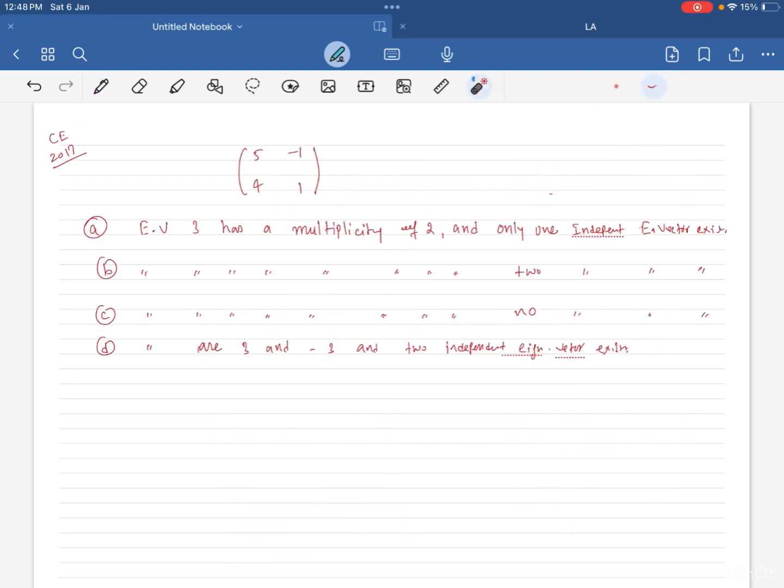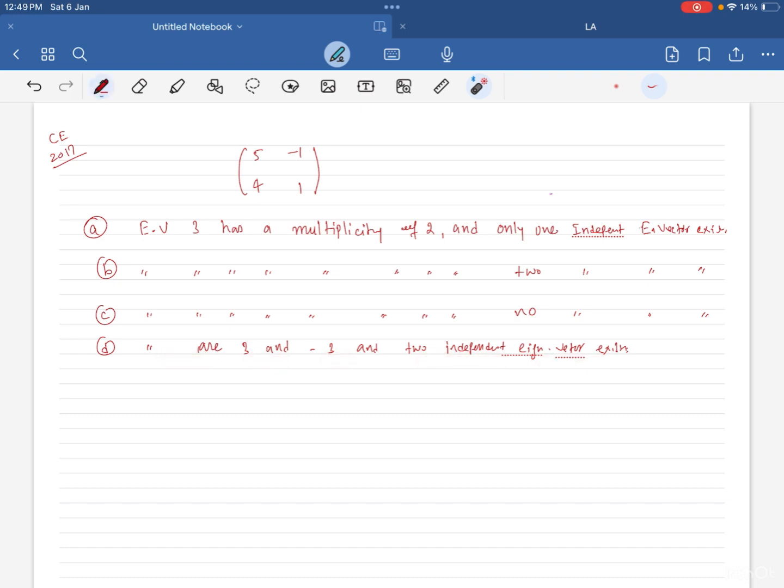Okay, let's look at this question. So we have been given this matrix, right? And we have been asked which statement is true about the eigenvalue and the eigenvector. So this is the question. An eigenvalue 3 has the multiplicity 2 and only one independent eigenvector exists. Similarly, two independent eigenvectors, eigenvalue 3 with multiplicity 2 and no independent eigenvector exists, and eigenvalues are 3, minus 3 and 2 independent eigenvectors exist.